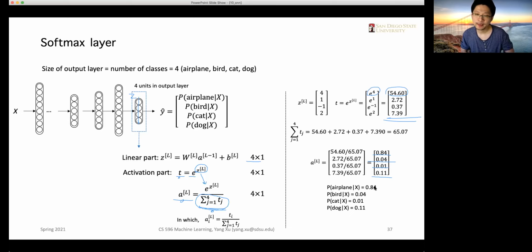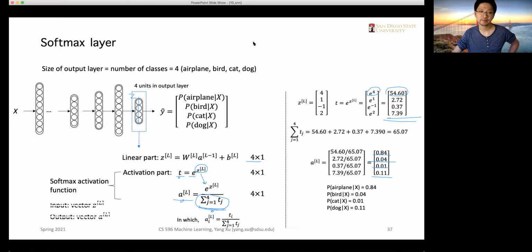These probabilities mean that the input data belongs to an airplane with the probability of 84%. So it's very likely that the input data is an image of an airplane. All right, so that is basically how softmax activation is defined.